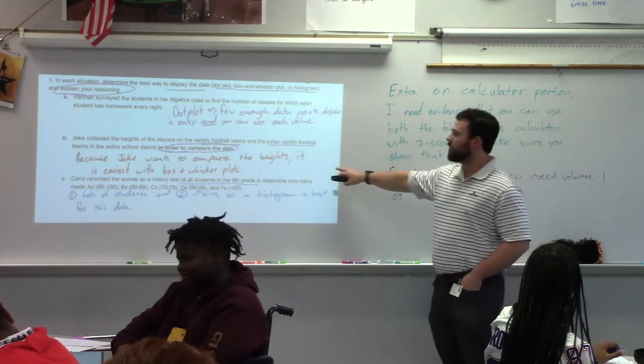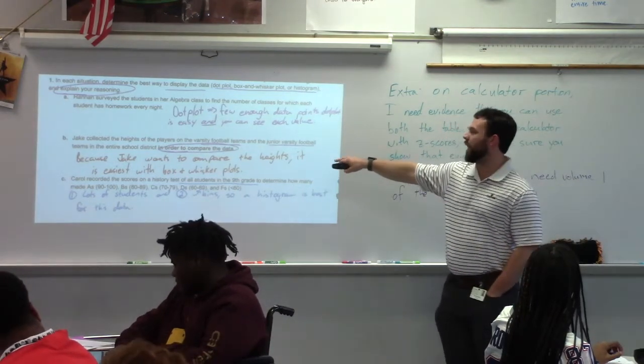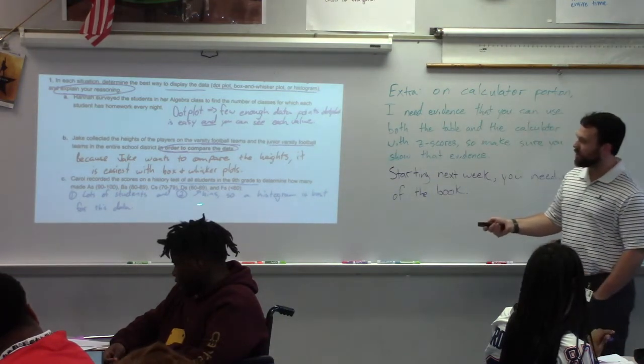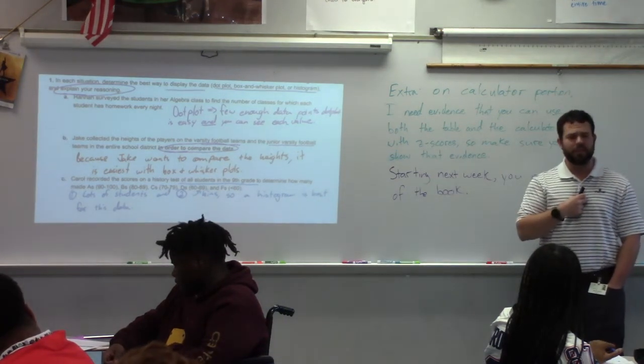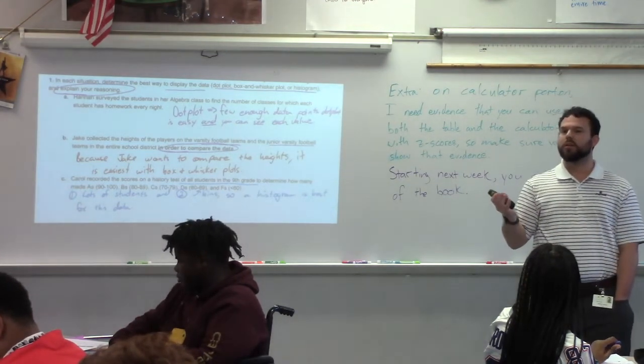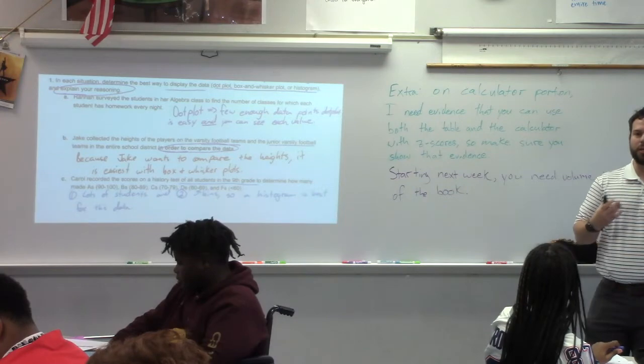Please do note that we're trying to compare heights, right? So box and whisker plots. And this is a language thing, and this is something I did mess up on this understanding check. If you notice, I didn't put histograms anywhere on the understanding check. That will be on your test. So make sure you study histograms.